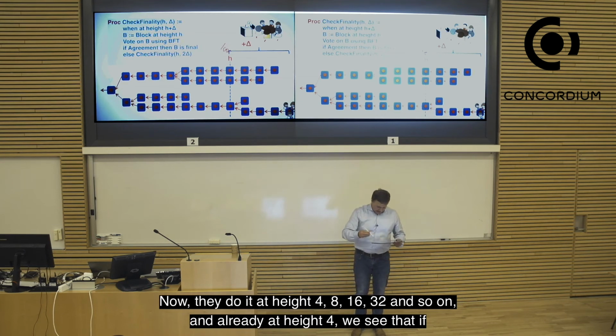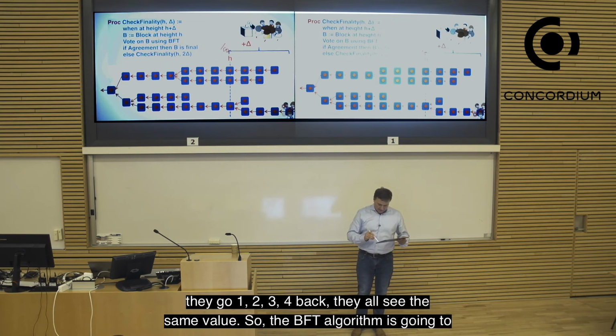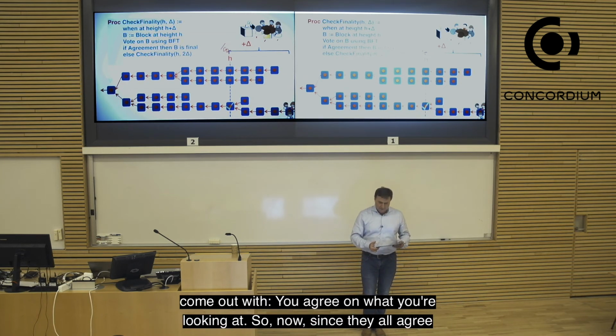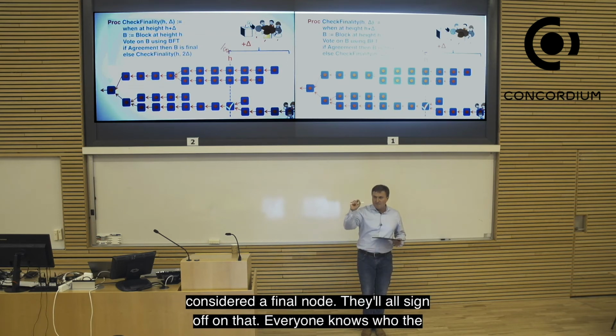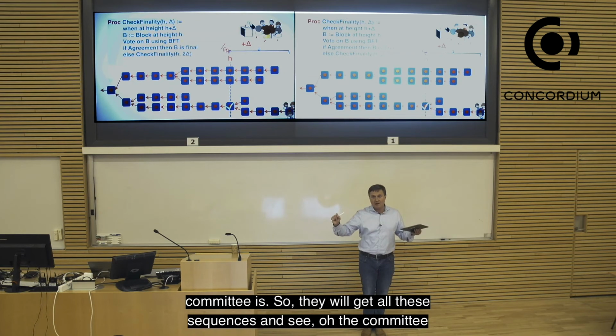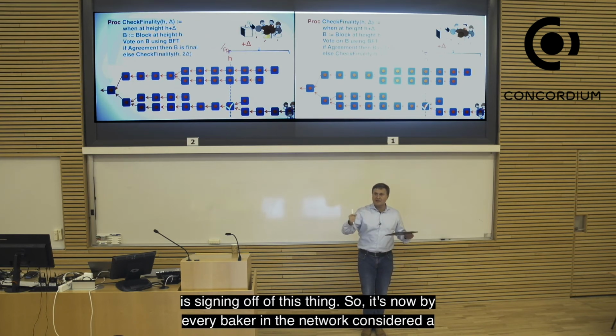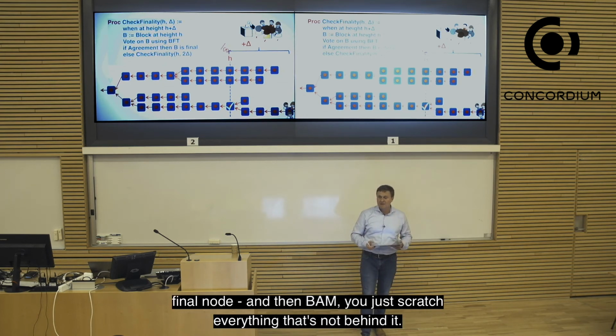And already at height 4, we see that if they look 1, 2, 3, 4 back, they all see the same value. So the BFT algorithm is going to come out with, you agree on what you're looking at. So now since they all agree on what they're looking at, they know what they agree on, and that is now considered a final node. They'll all sign off on that. Everyone knows who the committee is. So they will get all these signatures and see, oh, the committee is signing off on this thing. So it's now, by every baker in the network, considered a final node.